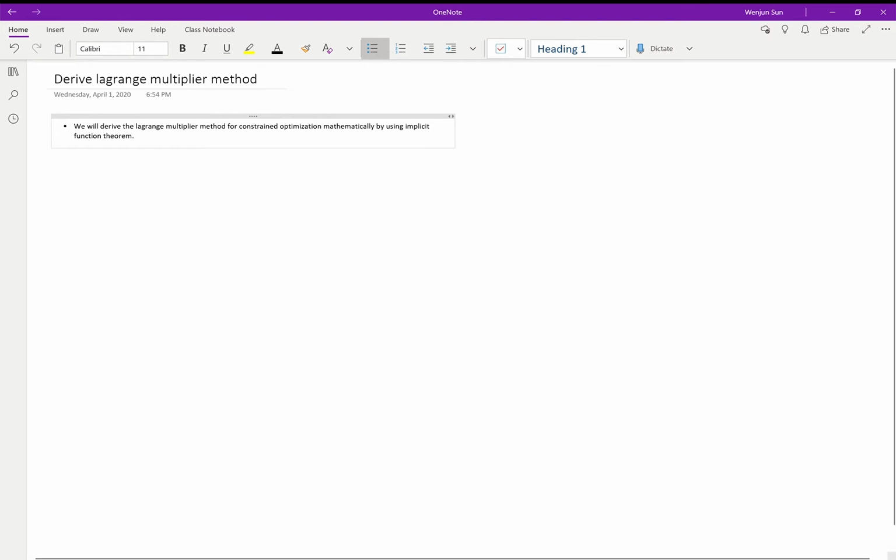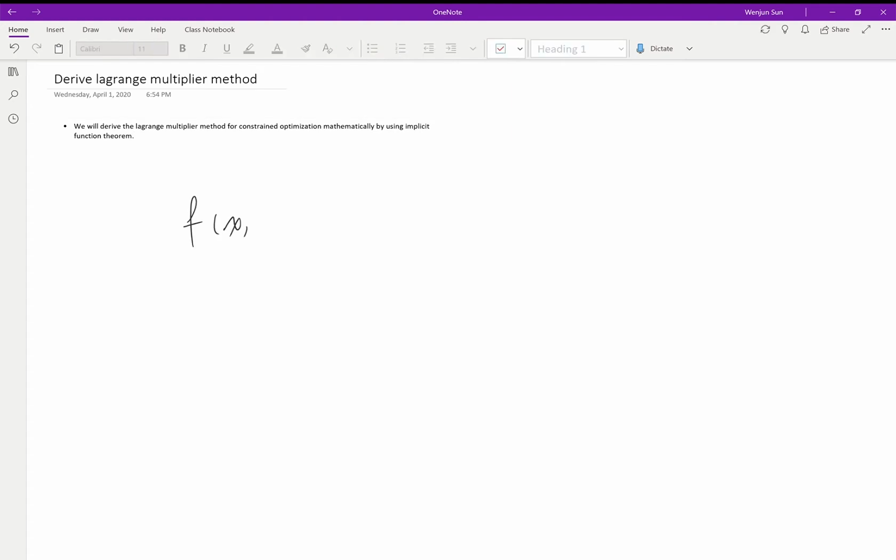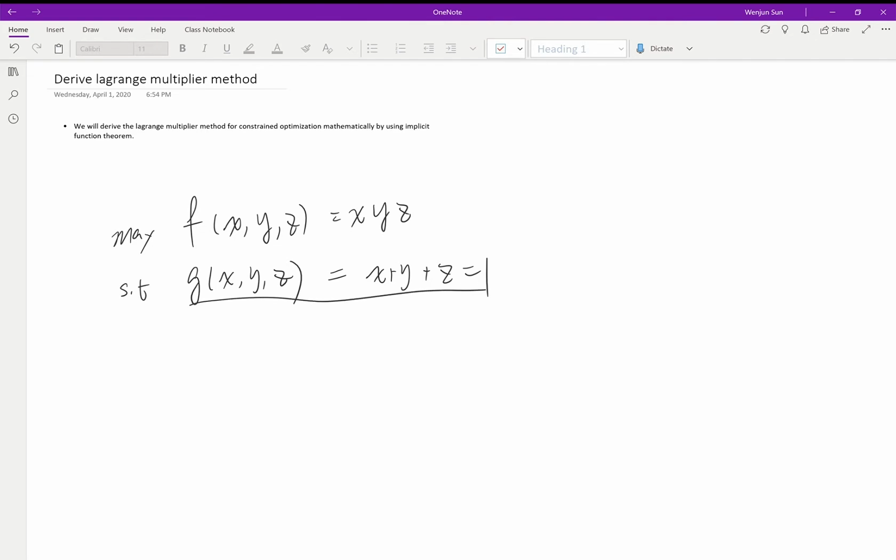Okay. So first, say you have a function f of x, y, z equals xyz, and then you have g of x, y, z equals x plus y plus z equals 1, and we want to maximize this function subject to this constraint. Now, as Monty said in class, this has a definitive answer because we're in a closed bounded set, right?